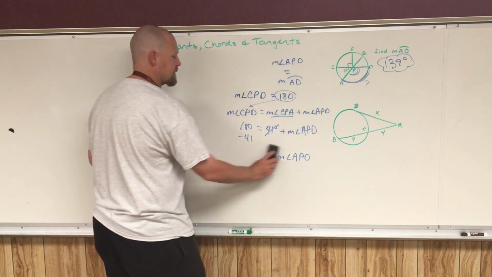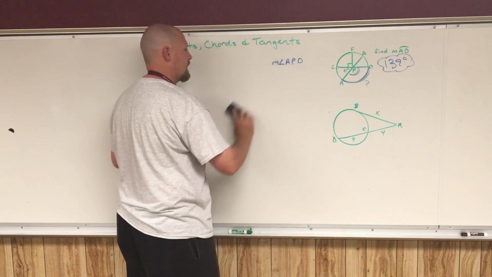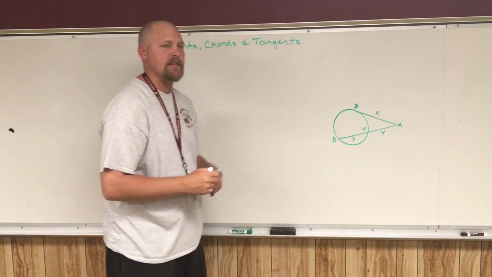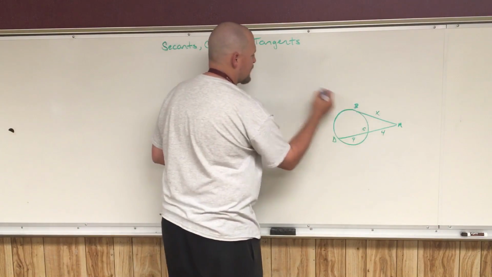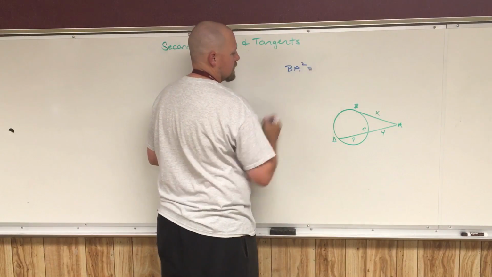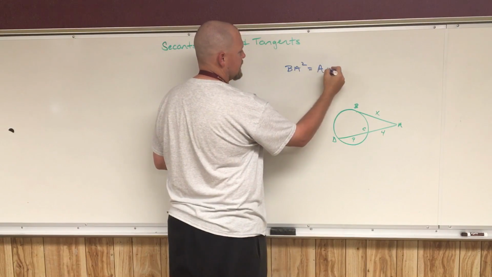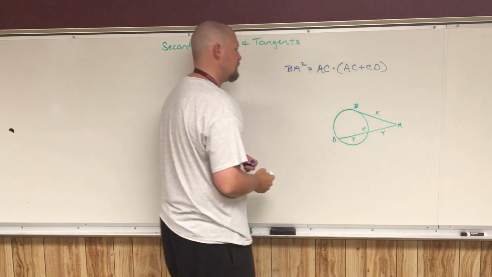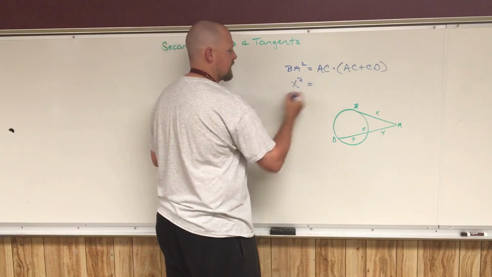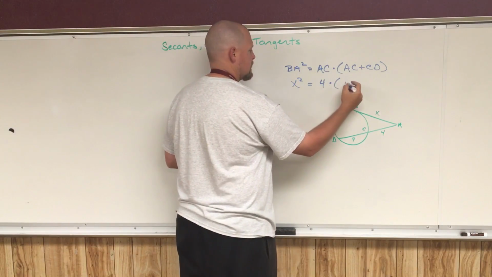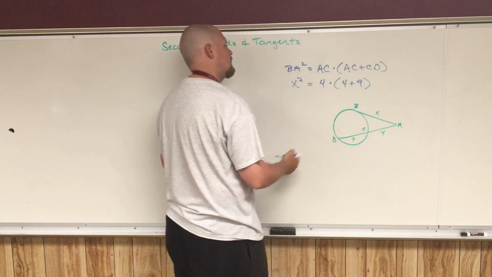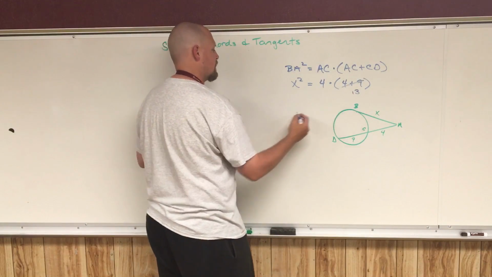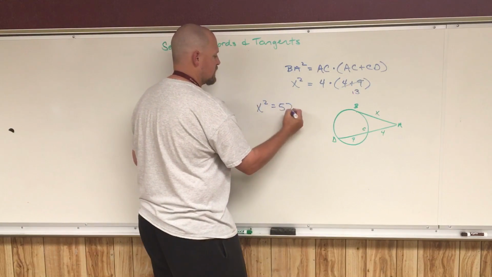And then this last problem, very similar to problems we've seen before. Again, I'm only going to give you the exact value. I'm not going to type it in the calculator and get you an approximation. But here we have BA squared is equal to AC times AC plus CD. And so I'll substitute. We have x squared equals 4 times 4 plus 9. So 4 times, this here is 13. 4 times 13 is 52, so I got x squared is equal to 52.